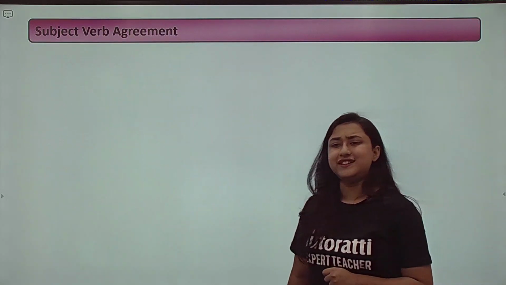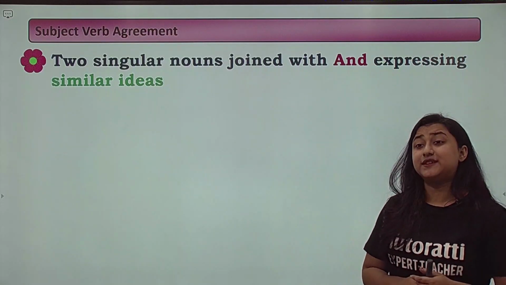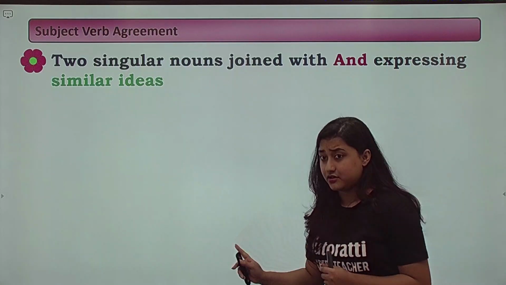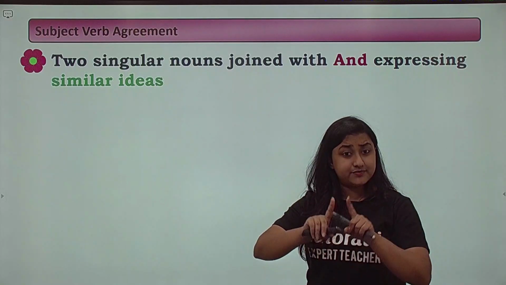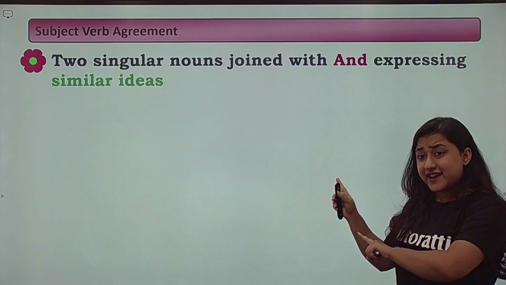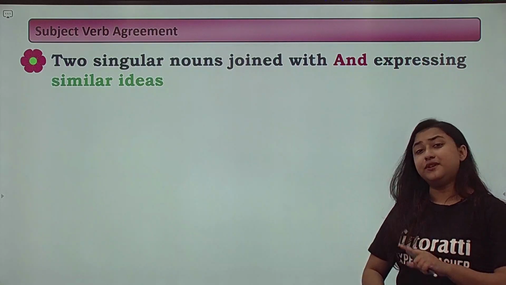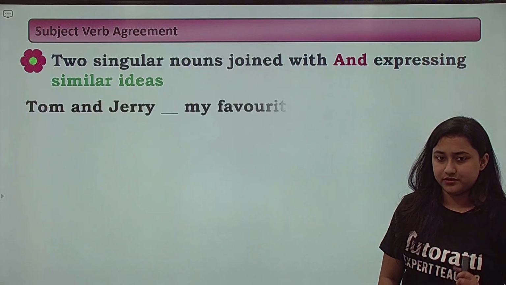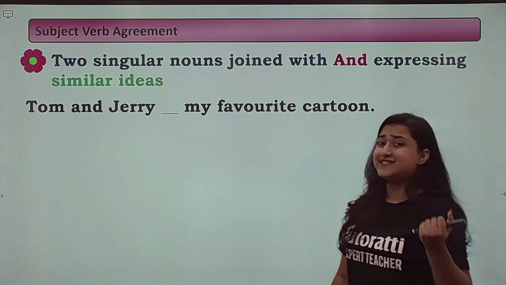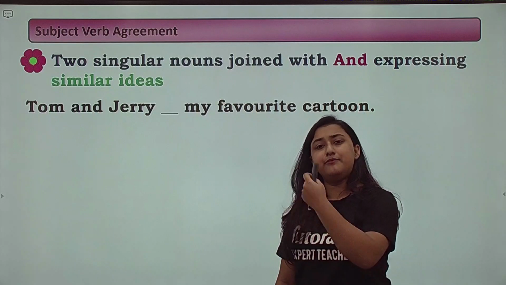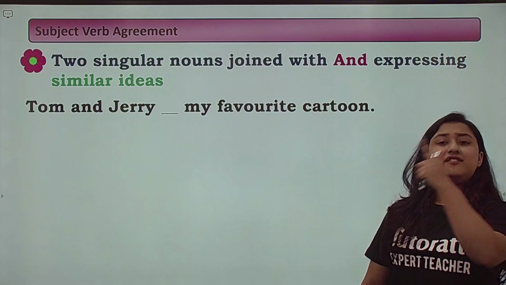Now, moving on to the next rule. Two singular nouns joined with and expressing similar ideas. Now, students, please observe. In the first rule, we have done two singular nouns joined by and expressing different ideas. Now, in the second rule, what if those two different nouns, two singular nouns, express a similar idea? Let's look at an example. Tom and Jerry dash my favorite cartoon. In the first example, we had done Tom and Jerry are best friends. There, we were talking about Tom as a different person and Jerry as a different person.